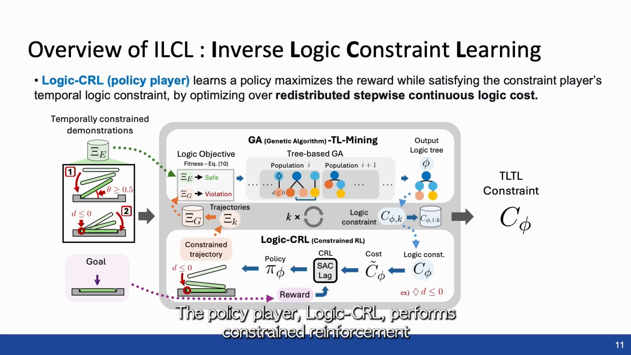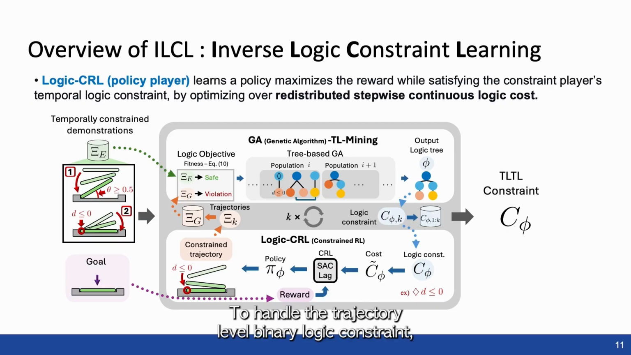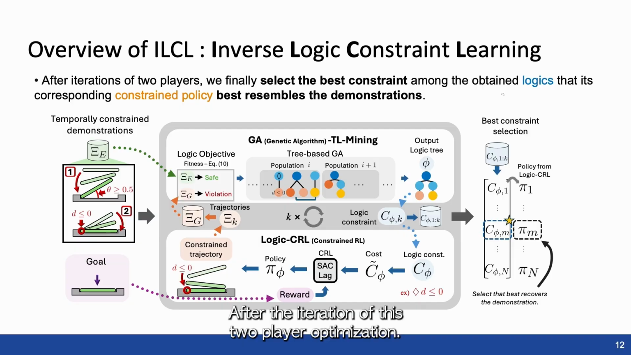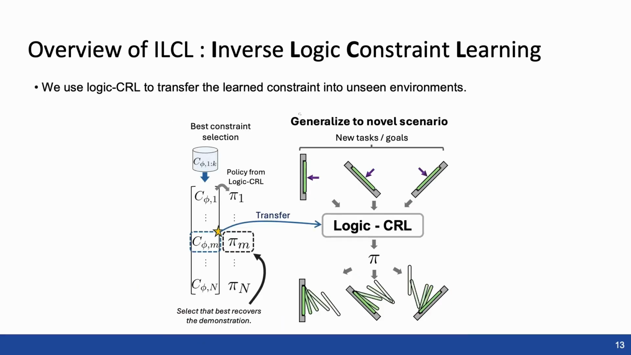The policy player, Logic-CRL, performs constrained reinforcement learning using the constraint output by GATL mining. To handle the trajectory-level binary logic constraint, we apply constraint redistribution to obtain stepwise continuous logic costs. After the iteration of this two-player optimization, we select the constraint that best recovers the demonstrated behavior. We then use Logic-CRL to transfer the learned constraint and train new policies in unseen environments.